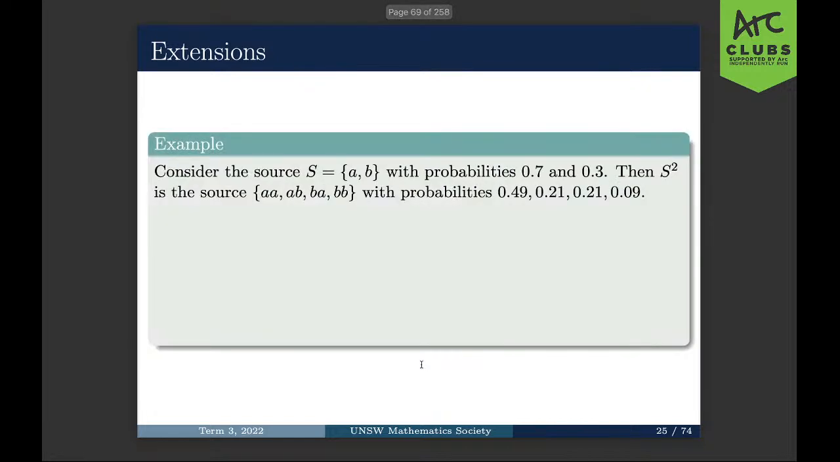So as I said, here's an example. If we have A and B as the only source symbols, with probability 0.7 and 0.3, then S squared, the second extension, is the source AA, AB, BA, BB, and they're going to have probabilities 0.7 times 0.7 for the first one, 0.7 times 0.3 for the second one, and the third one as well. And for the last one, it's going to be 0.3 times 0.3, because the probability of B is 0.3.